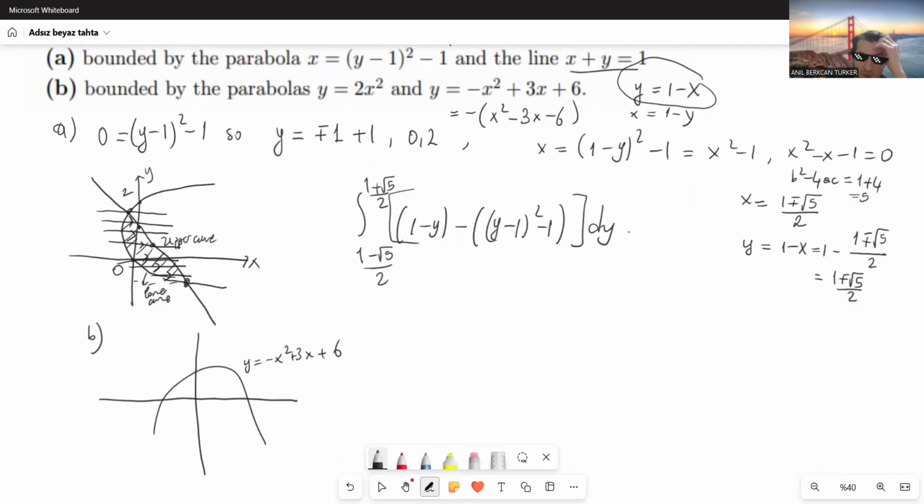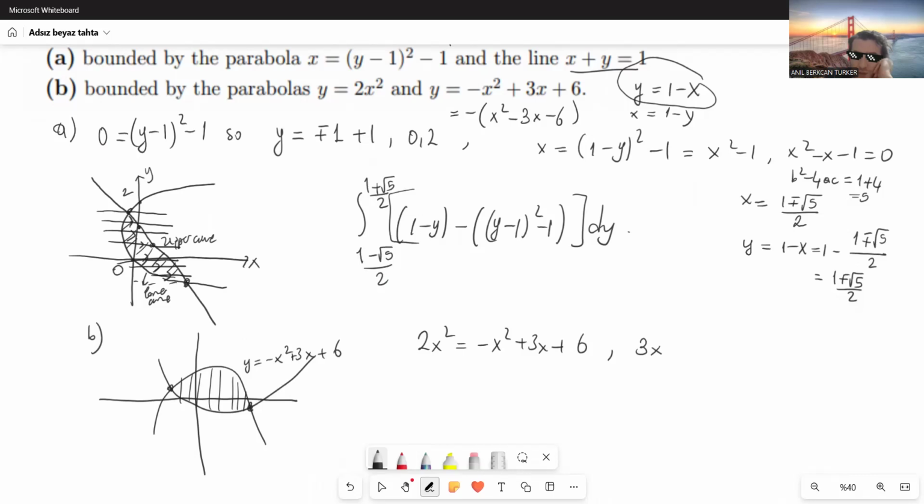Okay. Then 2x squared will be like that. And if I can find this intersection, I can find this region between them. Okay, let's solve that. 2x squared equals minus x squared plus 3x plus 6.